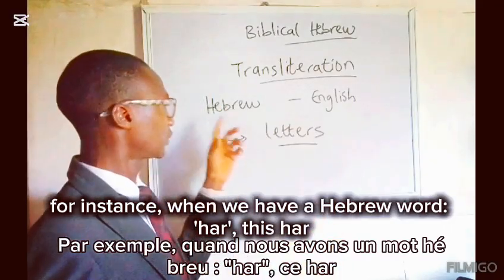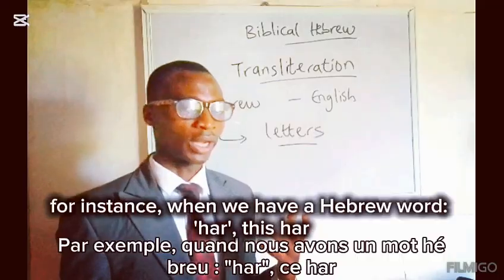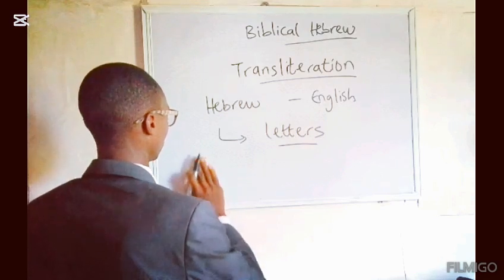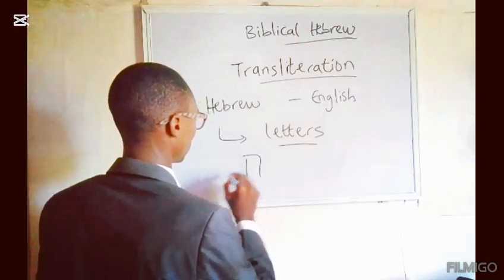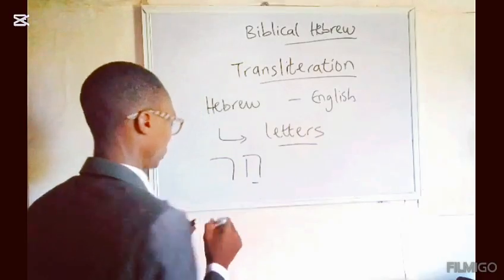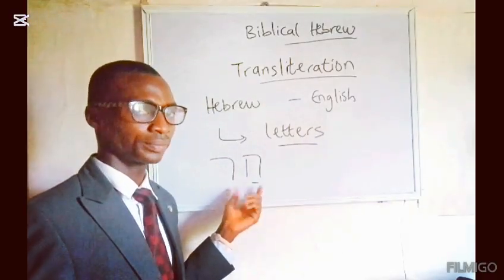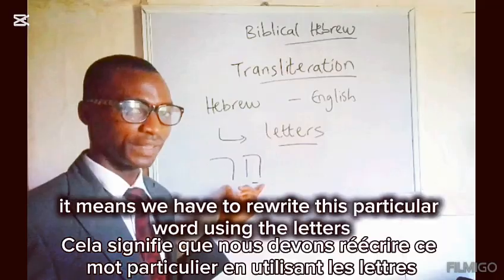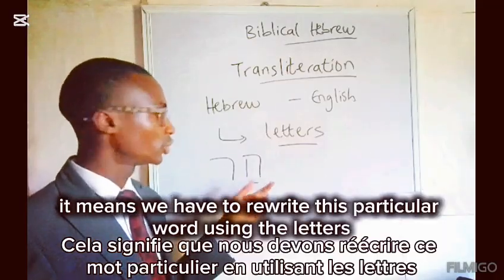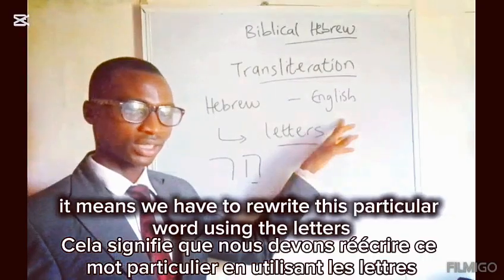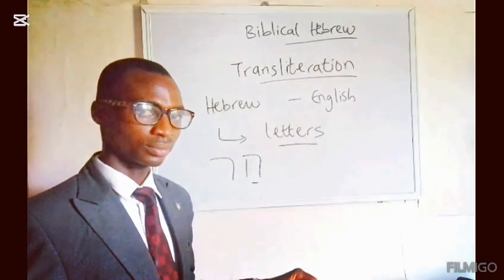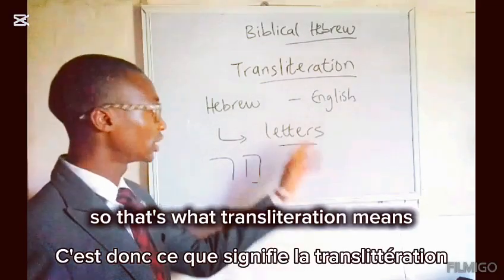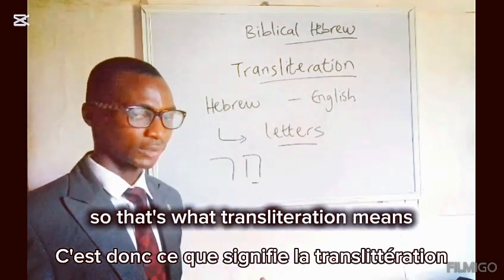For instance, when we have a Hebrew word, we have ha. For instance, this is ha. When we have to transliterate, it means we have to rewrite this particular word using the letters that we have in English. When I was writing this using the English equivalence, that's what transliteration means.